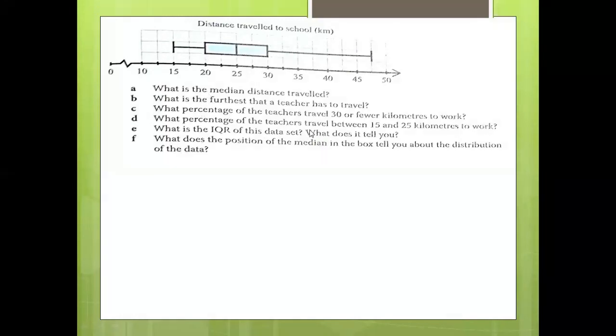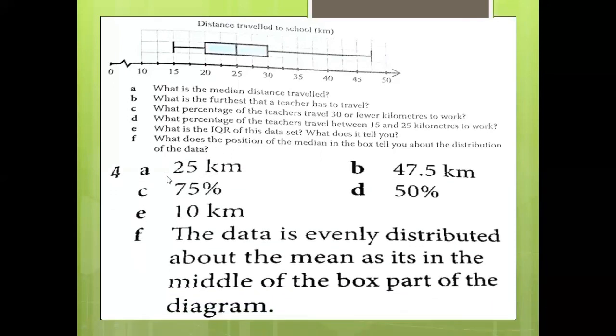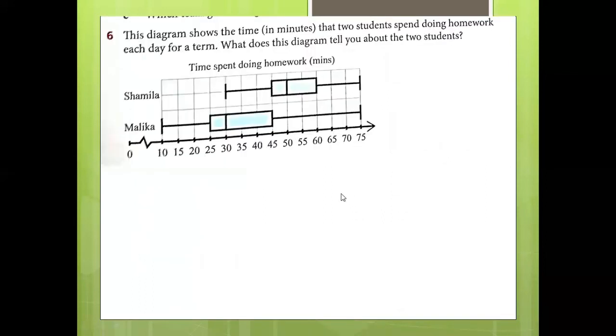What is the IQR of the data? 30 minus 20, that is 10. So we said that the IQR is 10. What does the position of the median in the box tell about the distribution? According to this box, the median is in the middle, so we said that it is in the middle of the box. That's it. The answers are the same; with the help of these, we find the remaining ones.